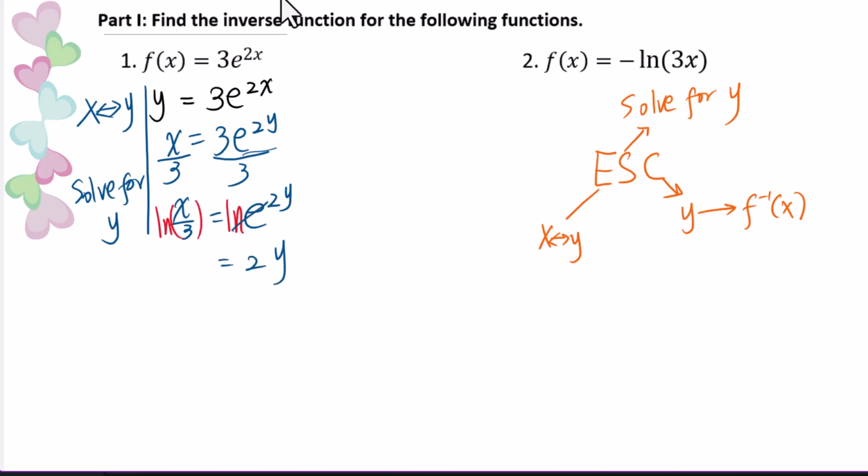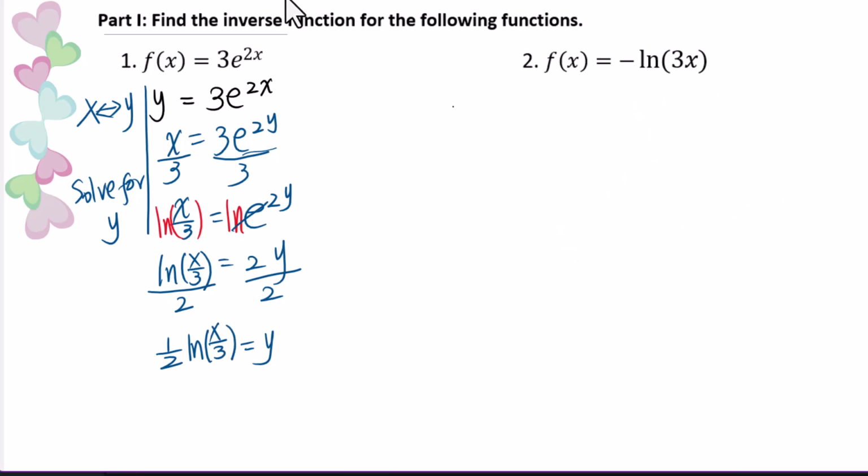2y equals natural log of x over 3. Then we divide it by 2, both sides. Y equals 1/2 natural log of x over 3. Change y into inverse function symbol. Inverse f of x equals 1/2 natural log of x over 3.